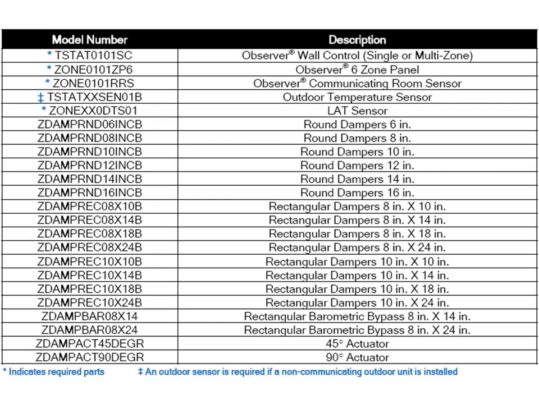There are 2 barometric bypass dampers available, an 8 by 14 and an 8 by 24. And like I said before, we still stock all the Honeywell zone dampers, zoning and bypass. So if you've got dampers that are different sizes than available here and you want to use the Honeywell one, you can certainly do that. No problem with mixing and matching those.